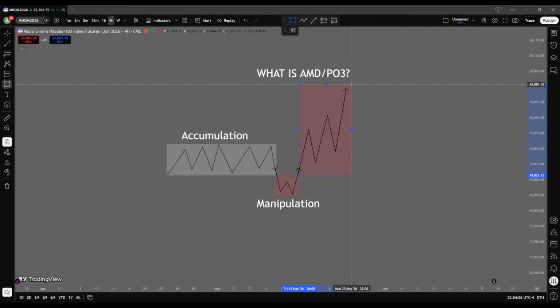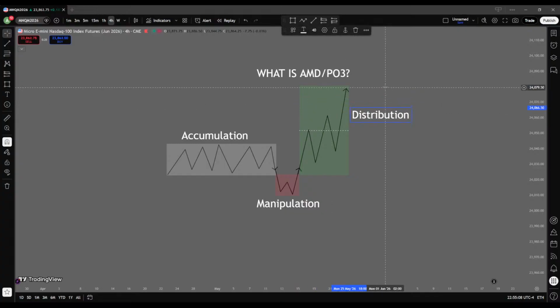So I will highlight this one in green, and I will put the text here. This is distribution. Put this one right here. So what is distribution? Distribution is the final leg of the move. So we finally have built up liquidity, accumulated, consolidated, whatever we want to call it, finally manipulated, took out all the orders down here at the bottom.